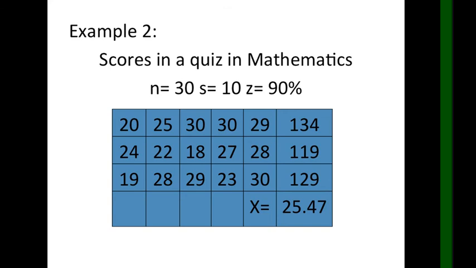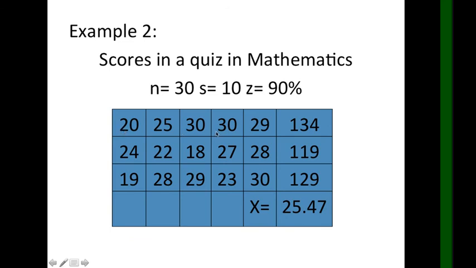Scores in quiz in math. So we will look for the interval of the scores in quiz in math. The total number of students are 30. Their standard deviation is 10. The Z is 90% confidence level. Now we're looking for these are the scores, for instance, of, let's say, sample 1, sample 2, sample 3. Okay? But this should be 30. Okay, for instance, these are 30.